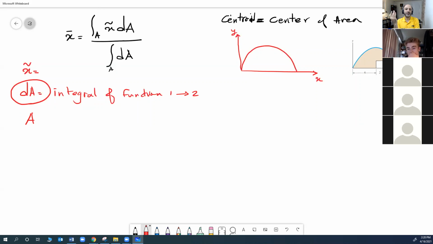Who remembers the integral? Isn't dA just delta x? When you do an integral of a function, that's how you can find, I guess, the area underneath a curve. Yeah, but I want to know, what is dA? I understand integral and stuff. Someone said delta x.